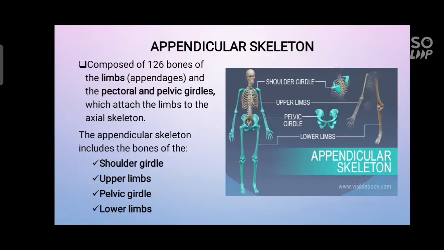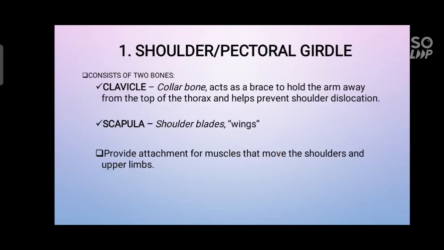Now we move on to the second division of the skeletal system of the body, which is the appendicular skeleton. It is composed of 126 bones of the limbs and the pectoral and pelvic girdles, which attach the limbs to the axial skeleton. So the appendicular skeleton includes the bones of the shoulder girdle, the upper limbs, the pelvic girdle, and the lower limbs of the body.